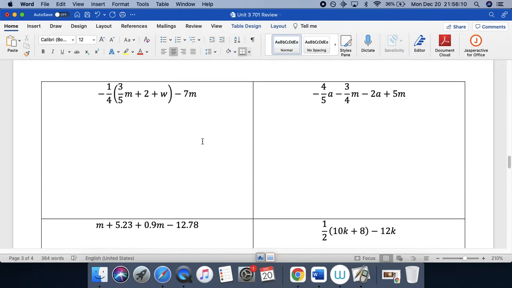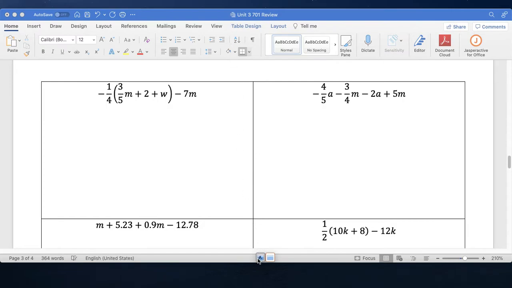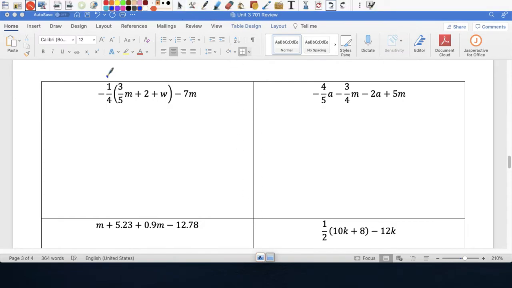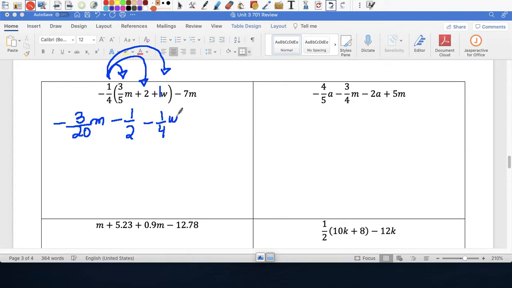Okay, so again, like I said, you have a calculator. So negative times a positive is a negative, and that's 3 times 1 is 3. 4 times 5 is 20, and don't forget the m. Next one, negative 4 times positive 2 is a negative. That's going to give me negative 1 over 2. Negative 1/4 times w, it's going to be a negative, and don't forget there's a 1 here. So it's going to be negative 1/4 w, and then minus 7m.